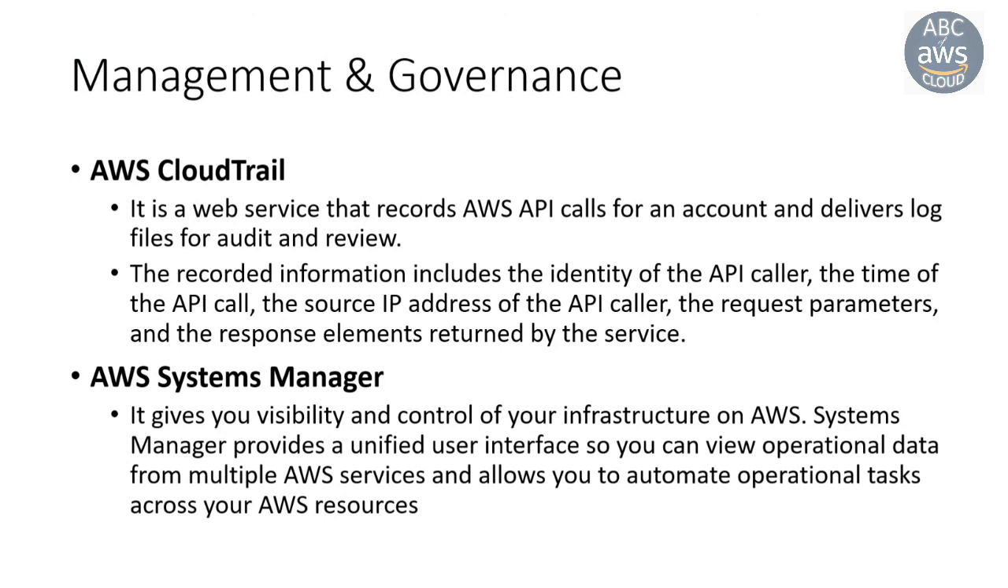The recorded information includes the identity of the API caller, the time of the API call, the source IP address of the API caller, the request parameters, and the response elements returned by the service. So these things will be captured in the CloudTrail service.